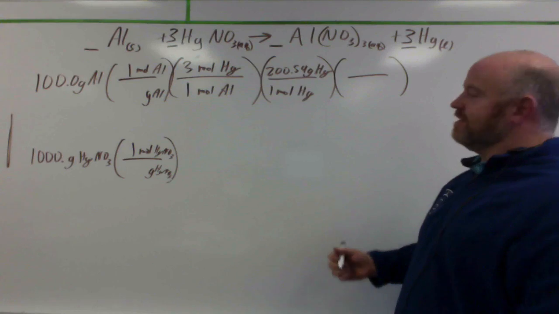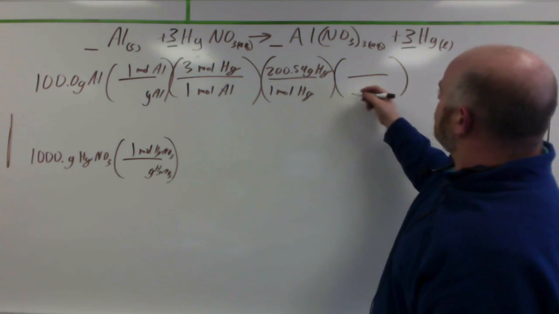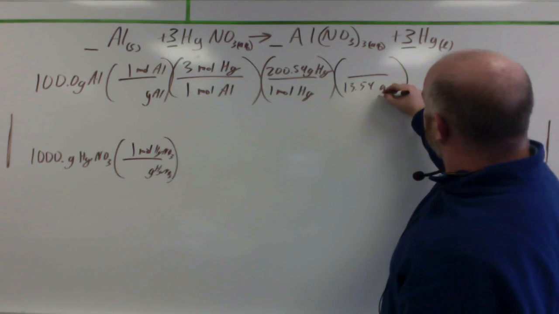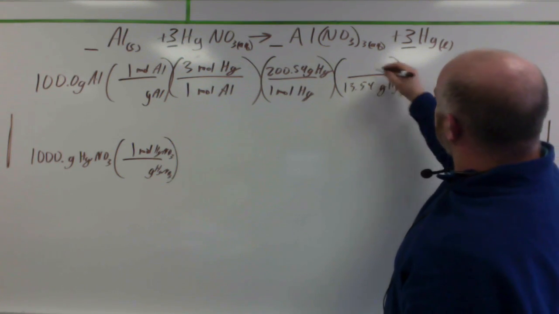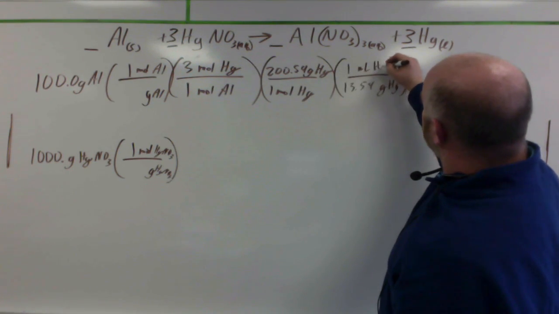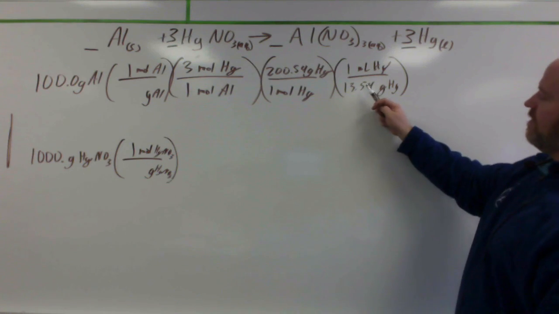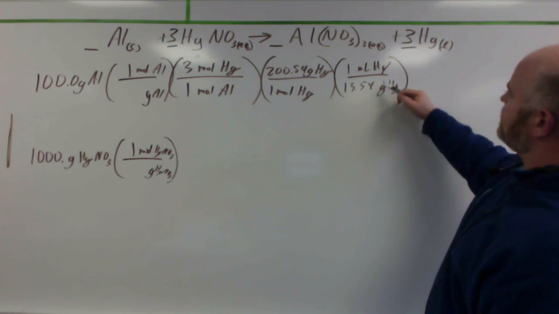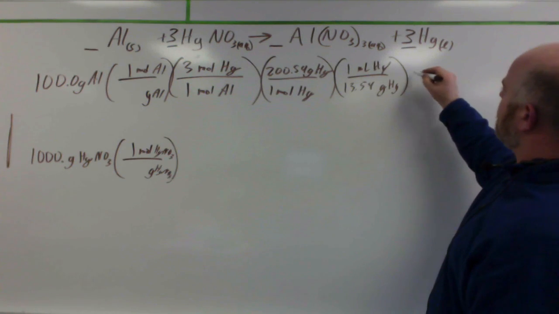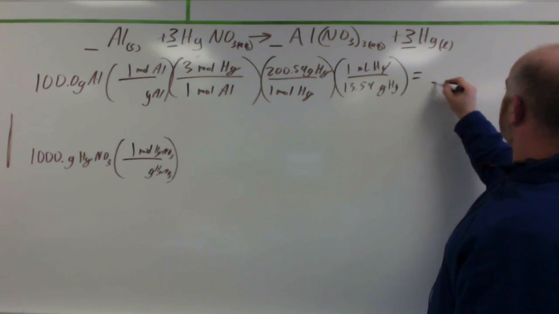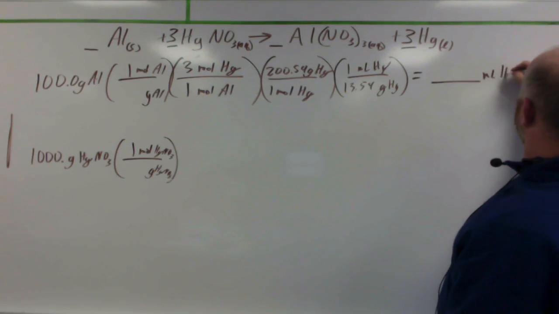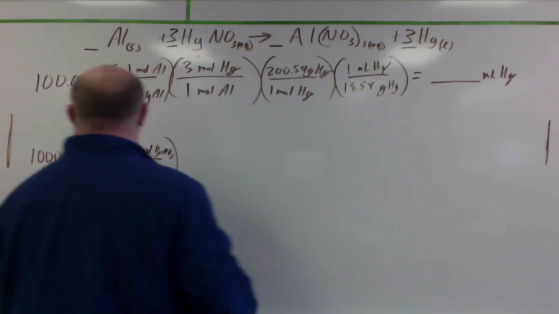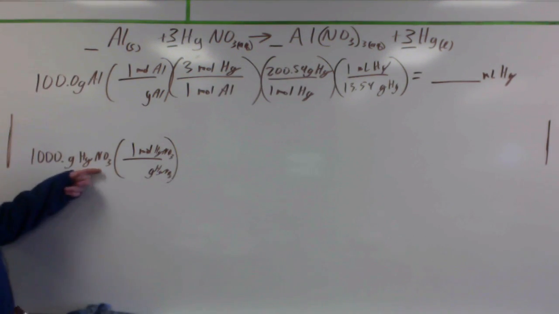And then finally, to get to milliliters, I need to use density. So I know that for mercury, the density of mercury is 13.54 grams of mercury per every 1 milliliter of mercury. So this is a value that you'd have to look up or be given to you in a problem. So I know my grams per milliliter or my density, and then now I can solve for my final answer in milliliters of mercury. Do the same thing for our mercury nitrate.